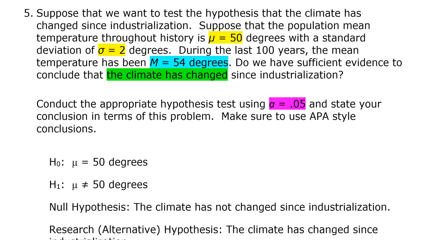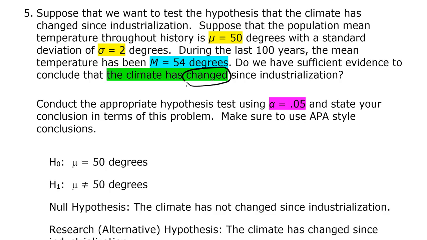Suppose that we want to test the hypothesis that the climate has changed since industrialization. Suppose that the population mean temperature throughout history is population mean mu equal to 50 degrees with a population standard deviation of sigma equal to 2 degrees. During the last 100 years, the mean temperature has been M equal to 54 degrees. Do we have sufficient evidence to conclude that the climate has changed?